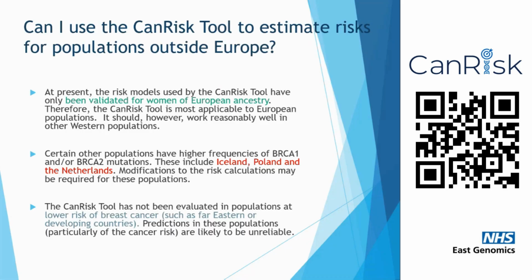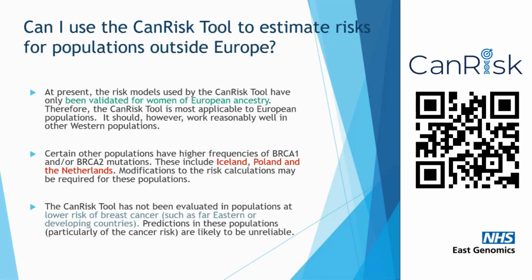Okay. So when we're using the CanRisk tool, it's always worth remembering that it's been validated for women with European ancestry, who they've got the data for the research for. It should work relatively well for most Western populations. There are some populations that we know have a much higher frequency of BRCA1 and BRCA2 mutations, including Iceland, Poland, and the Netherlands. It does allow you to change the mutation frequencies if you've got an Icelandic patient or patients from the Netherlands, but it doesn't allow you to change it for Polish descent.